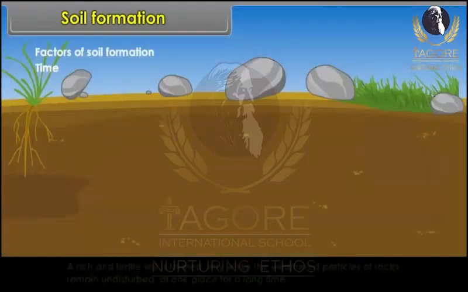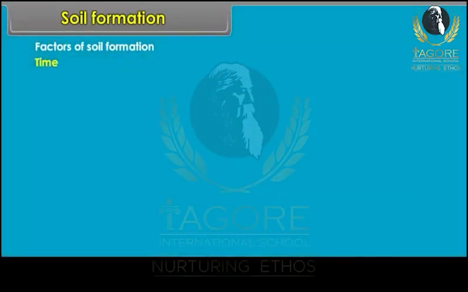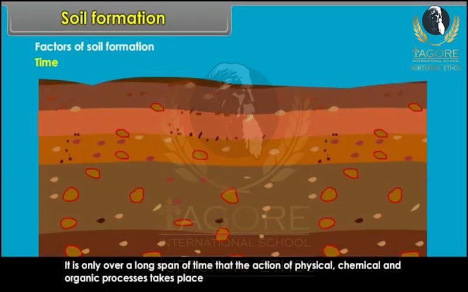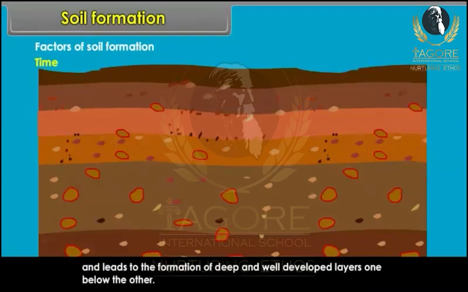Time. A rich and fertile soil is formed only when the weathered particles of rocks remain undisturbed at one place for a long time. It is only over a long span of time that the action of physical, chemical and organic processes takes place and leads to the formation of deep and well-developed layers, one below the other.